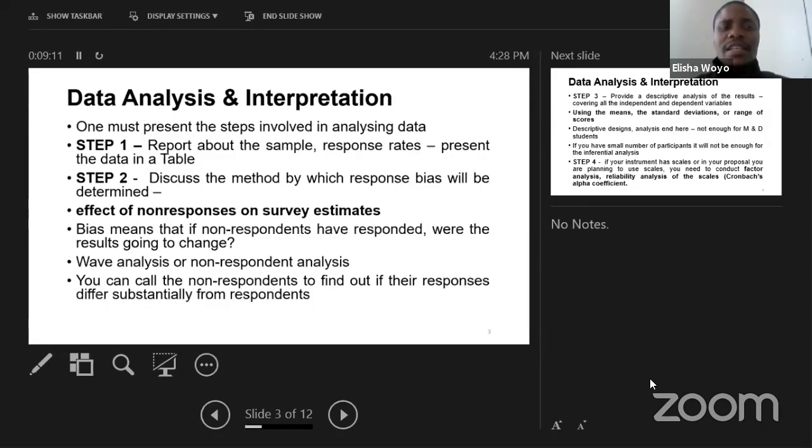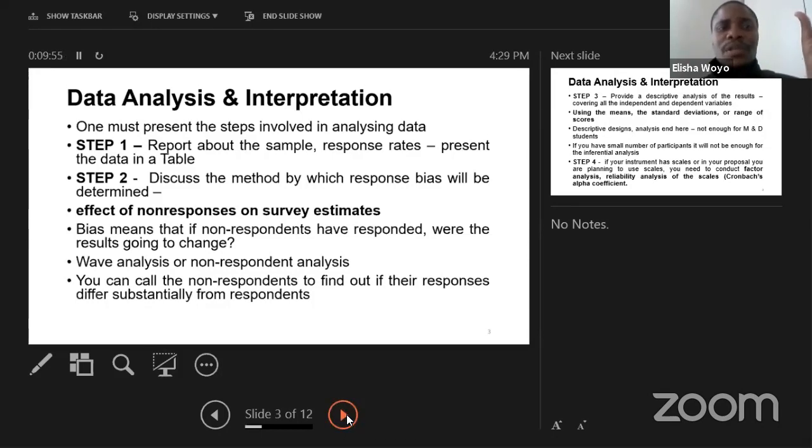You can do that by doing what we call wave analysis or a respondent analysis, a situation where you can simply call the respondents to find out and engage the nature of their responses. This can show you whether what they would have said is going to be substantially different or not. So you can do this, but it doesn't really matter. It's one of the steps that you would need to do after coming up with those descriptive results. So that's the second most important step.